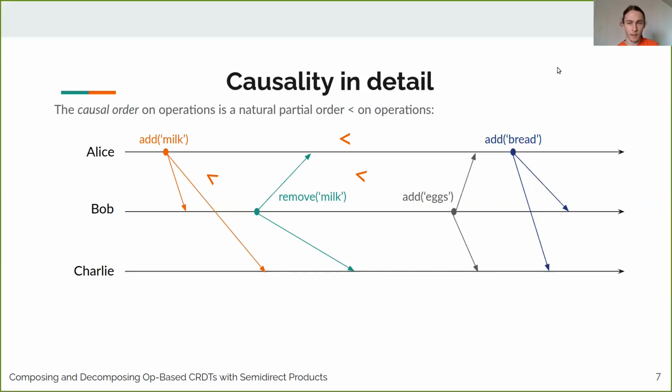Okay? So note that this is a partial order. It's possible to have a situation like this, where these 2 add milk operations are neither less than nor greater than each other. In this case, we say that they're concurrent.